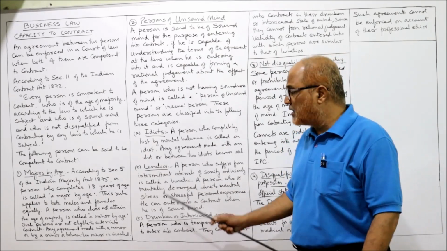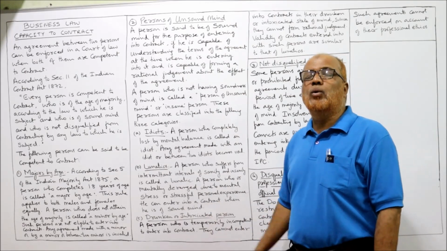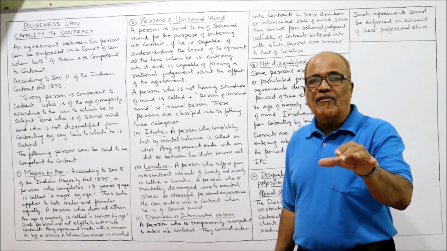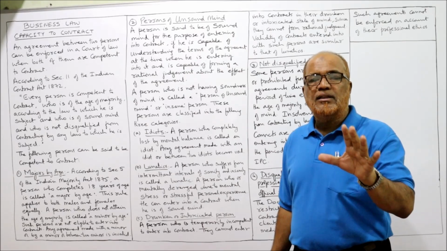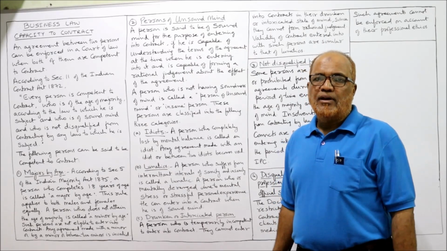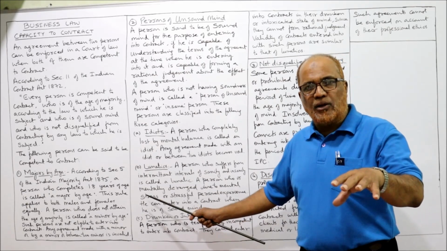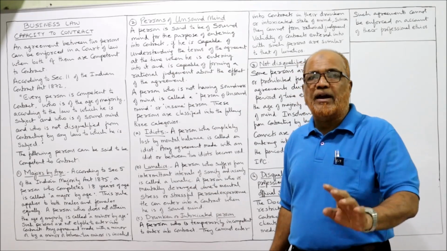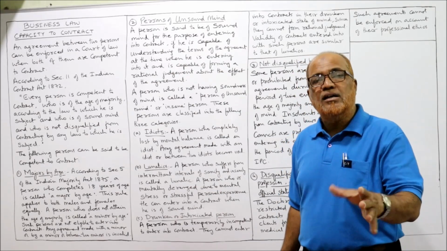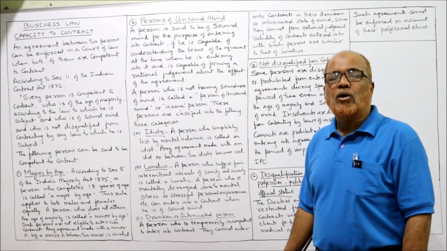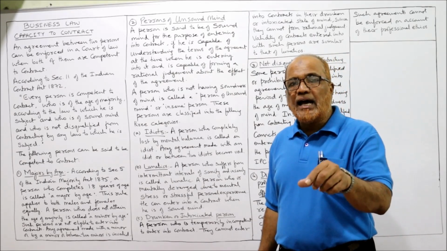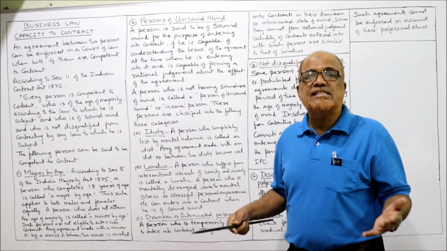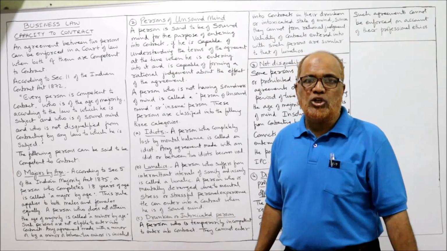So what is the effect of a contract entered into by a lunatic person? If the contract is made during the period when he is of sound mind, then the contract will be valid. If a lunatic person has entered into a contract when he is in sound mind, then the contract is valid. If a lunatic has made an agreement when he is in unsound mind, when he is insane, then the agreement will be void.